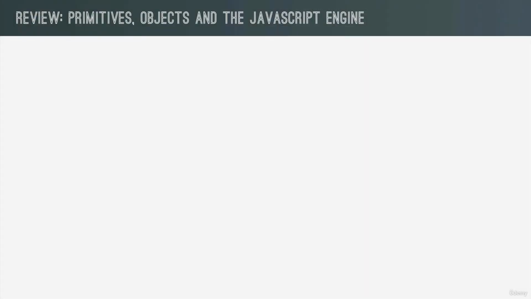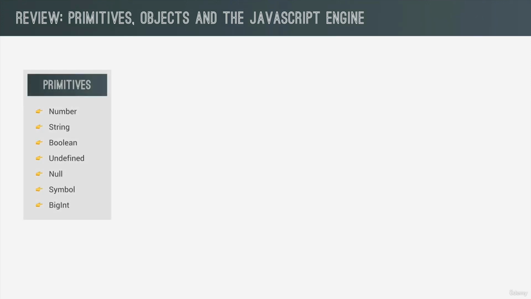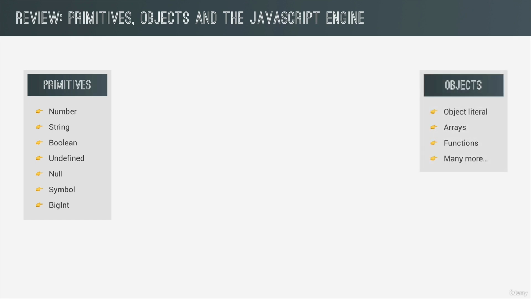Now, before we can understand the code that we just wrote, we need to review some basics here. First, we need to remember about JavaScript's primitive data types, which are number, string, boolean, undefined, null, symbol, and BigInt. Then everything else are basically objects. So objects created with the object literal, arrays, and even functions are all objects. Now, when we're talking about memory and memory management, it's usual to call primitives primitive types and objects reference types because of the different way in which they are stored in memory.